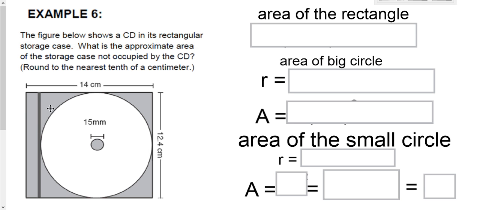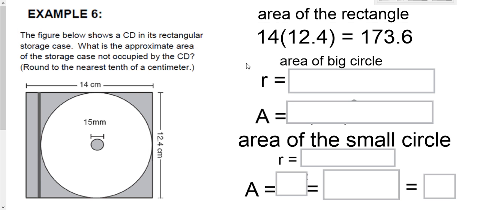And then the thought is to take the area of the whole thing, the rectangle, subtract the big circle, but then add back in the little circle. So there's our 3 areas. The area of the rectangle is pretty easy. Length times width, there we go, 173.6. Then we'll find the area of the big circle.